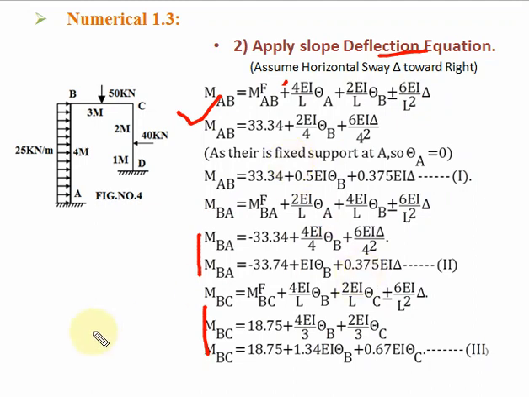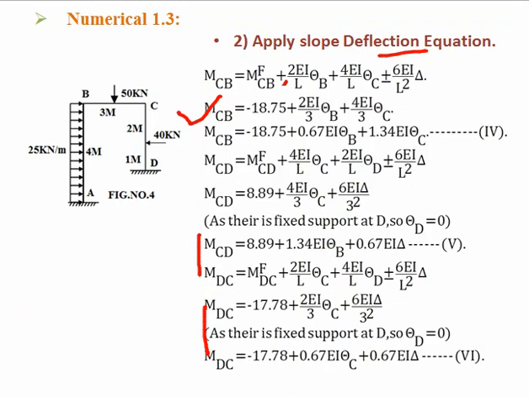In that end moment equation, there are unknowns. Those unknowns we have to find out by using equilibrium equations. Now here theta B, theta C and delta are the unknowns. So how many unknowns are there in the present equation? There are three unknowns: theta B, theta C and delta.